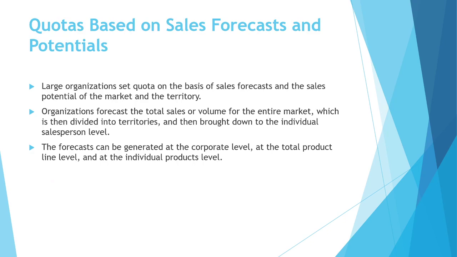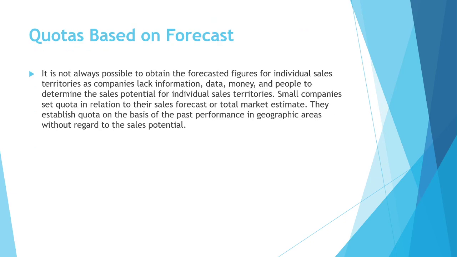Quotas based on sales forecast and potentials. Large organizations set quota on the basis of sales forecast and the sales potential for the market and the territory. Organizations forecast the total sales of volume for the entire market, which is then divided into territories and then brought down to the individual sales level. The forecast can be generated at the corporate level, at the total production line level, and at the individual products level.